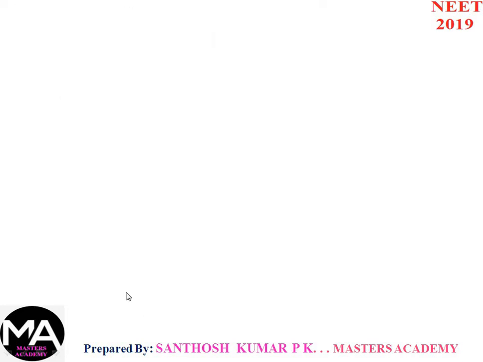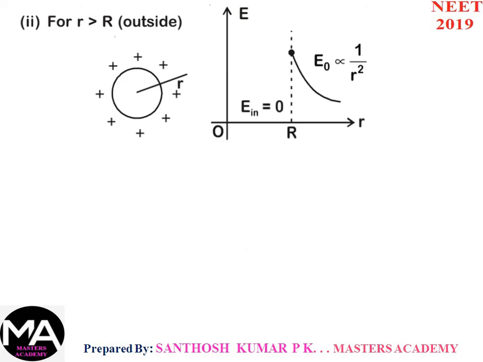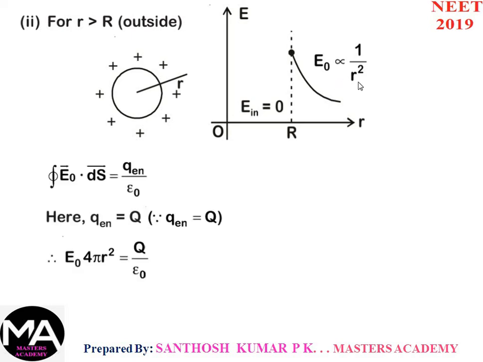Next, for r greater than R, the point is outside. If the distance of the point is less than R, then the electric field is 0, and if it is greater, we know that the electric field due to a charge, as the distance increases, is inversely proportional to the square of the distance. Therefore, in the first case the electric field is 0 and in the second case it is 1 by r square. Therefore, the option is the second one.